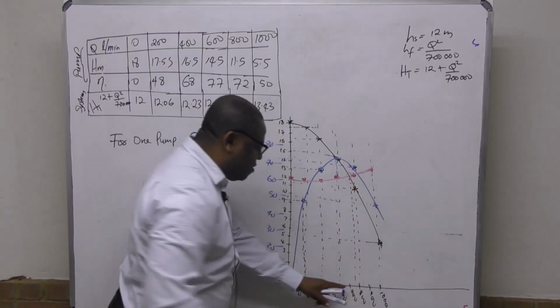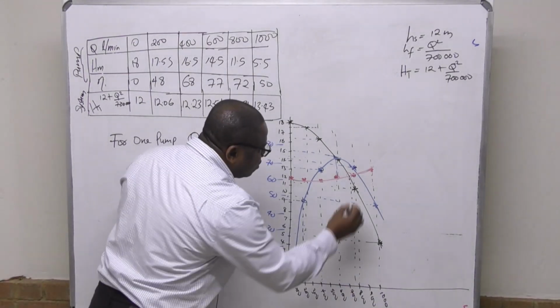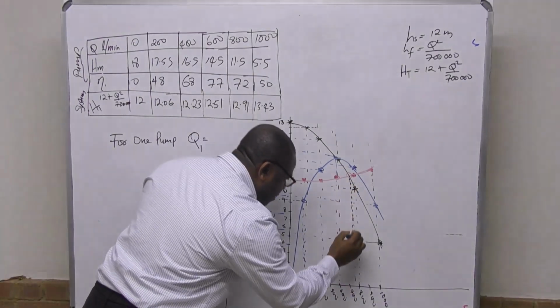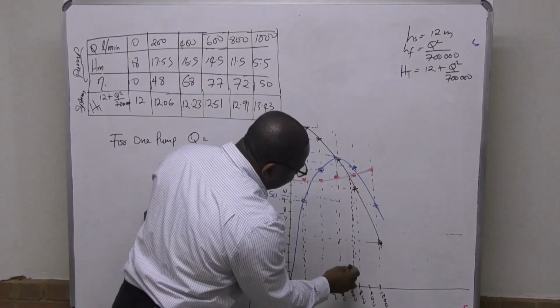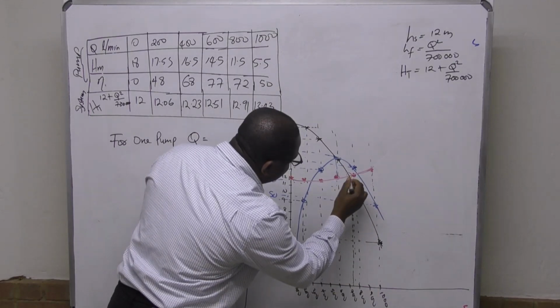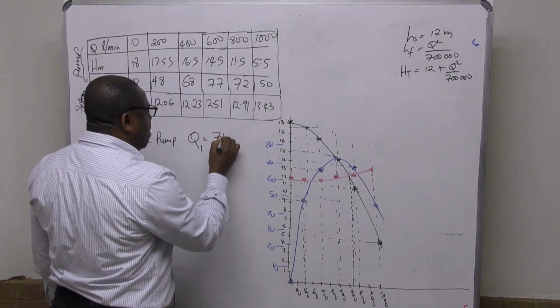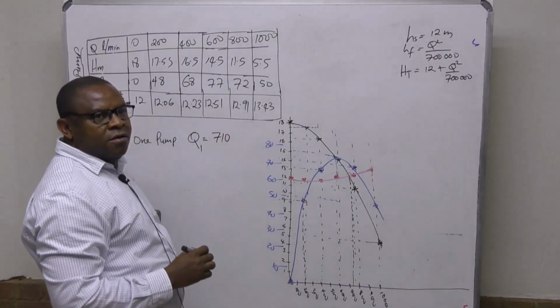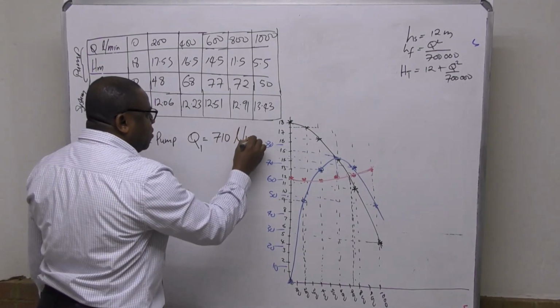That is 700 something. So you trace it down, and if you use this, you will get, let's say, 710. Q is 710. But remember that this is liter per minute.